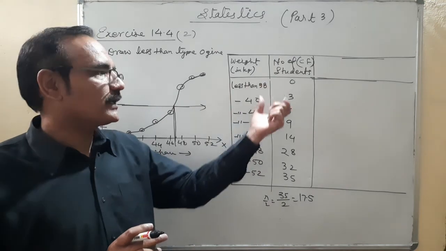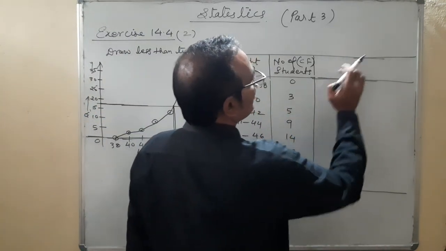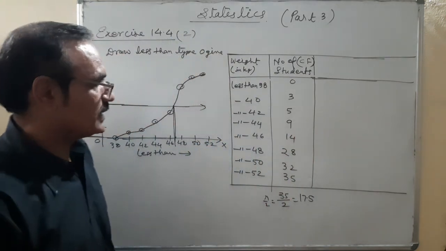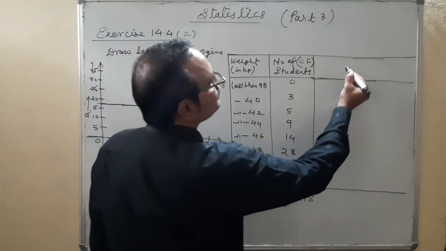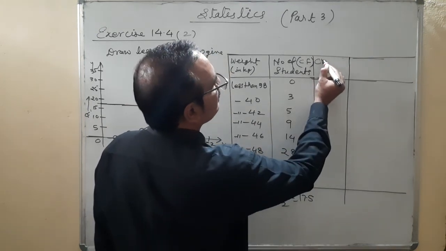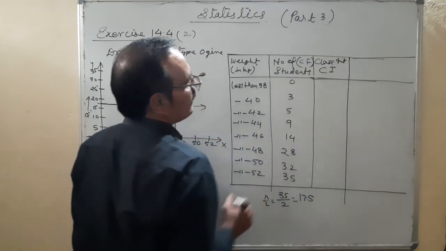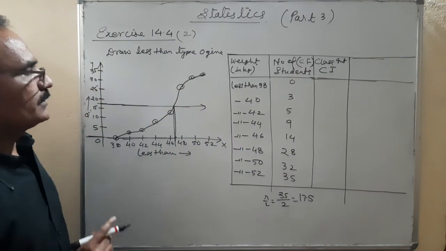So now I am making a class interval. With the help of less than type or more than type, if you need a class interval, how do we create the class interval column? Class interval, CI. How to make the class interval column?